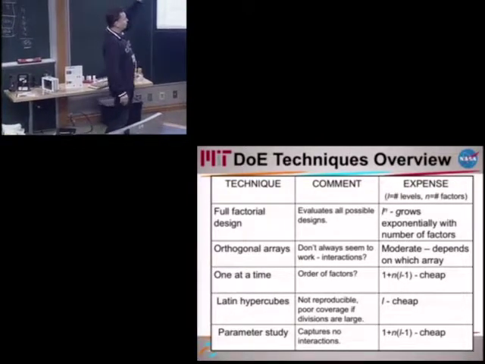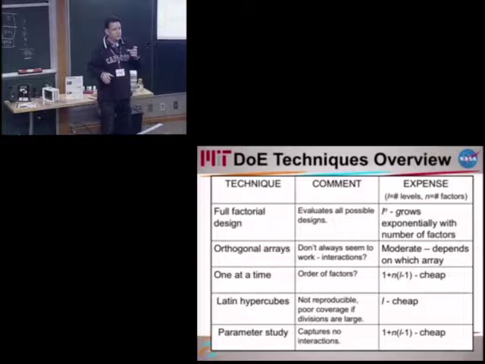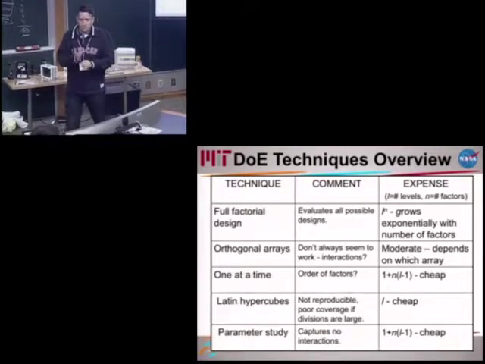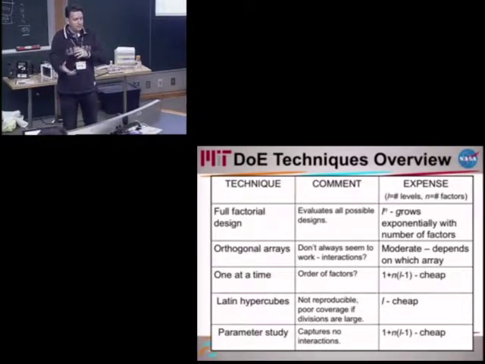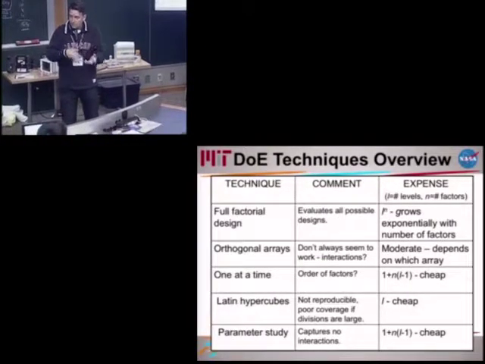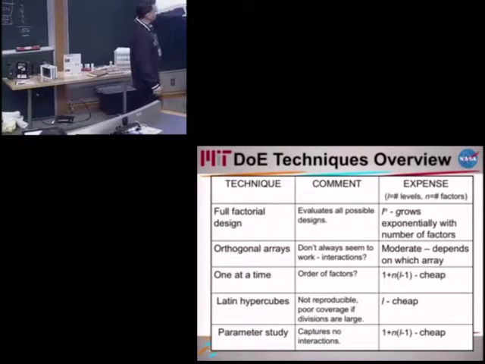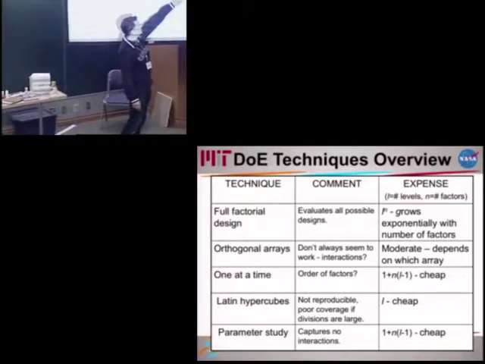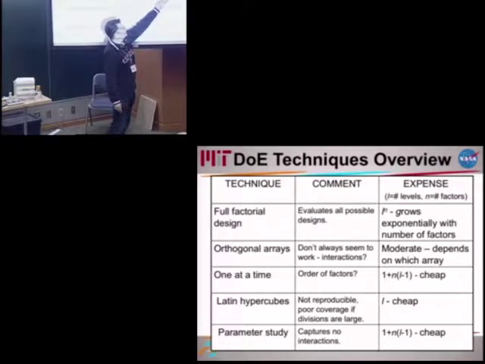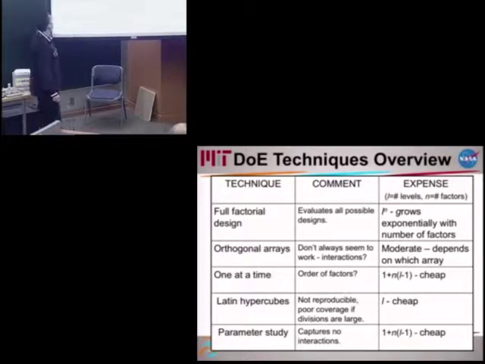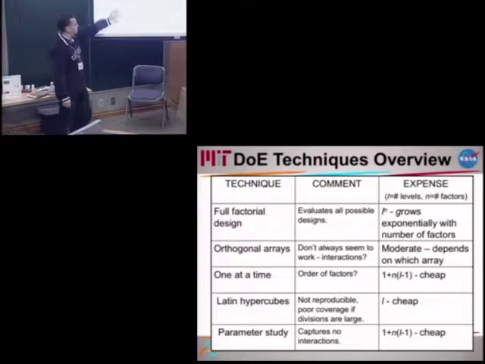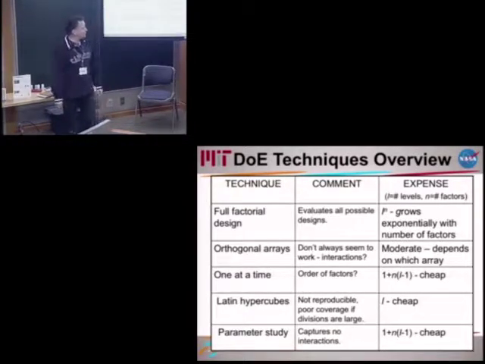One at a time is you're going to pick a baseline design, and then you're going to make changes, you're going to try one thing. If it's better, you're going to go to that, and you sort of work your way through the design space, and that's pretty cheap. The cost of that is 1 plus n times L minus 1. So it goes linearly with the number of factors and linearly with the number of levels. Latin hypercubes is also a technique that essentially scales with the number of levels that you have.